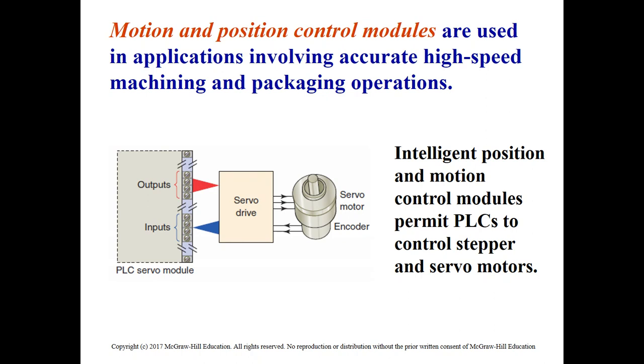Also, we have another module, which is the motion and position control modules, which are used in applications involving accurate high-speed machining or packaging operations. So in industry, in either packaging or machining operations, we need to use high-speed machines and so on, and we want to put such operations under the control of the PLC system. We have to use such motion and position control modules to interface either the servo motor or stepper motor with our PLC system.